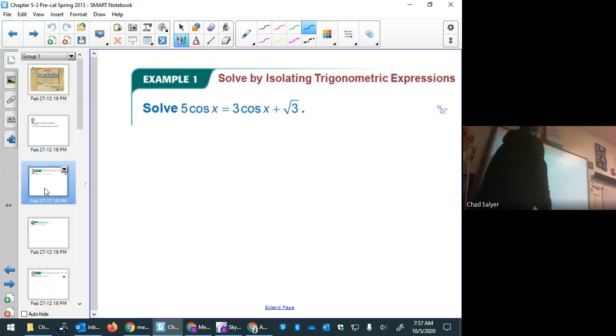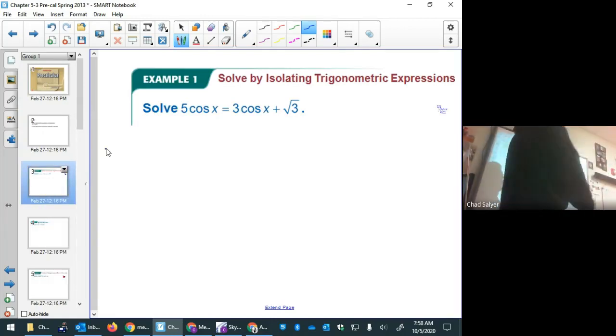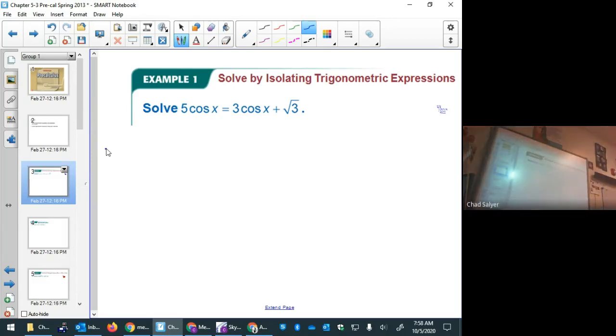So the first one is this, example 1. 5 times the cosine of x equals 3 cosine x plus the square root of 3. And hopefully after Friday, you guys have become accustomed to seeing trigonometric functions treated like an algebraic entity. In other words, like x or y or z. So we can subtract it from both sides, add it to both sides, divide, multiply. All the rules of equality apply. Commutativity, associativity, etc. Everything you've been doing to solve algebraic equations up to this point still holds.